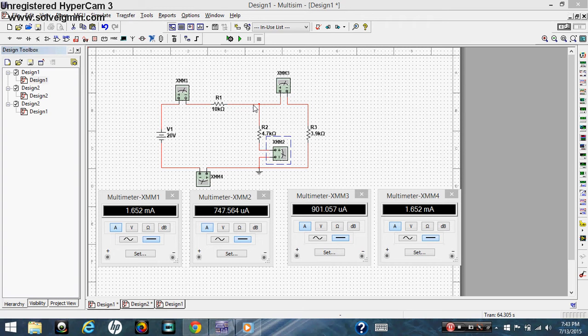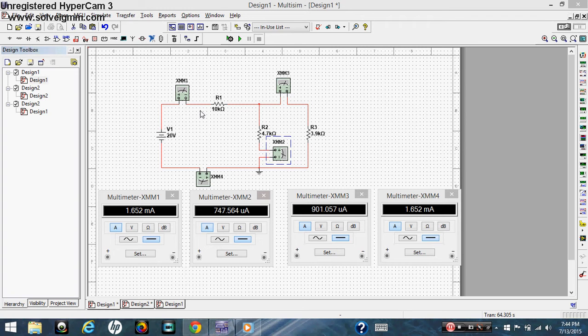Current entering at the node is equal to the current leaving, so I1 is equal to I2 plus I3, sorry. And you can see in the calculation here, if you add 747.564 plus 901.057, you'll get 1.652 milliamps, somewhere about there.